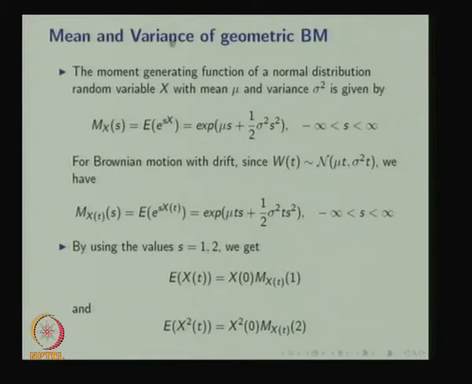finding the mean and variance of geometric Brownian motion, because the mean of X_t is X_0 times the moment generating function of W_t at 1. So we are using the moment generating function, therefore we can get the mean of the geometric Brownian motion. Similarly, by finding the second order moment, you can get the variance of geometric Brownian motion.